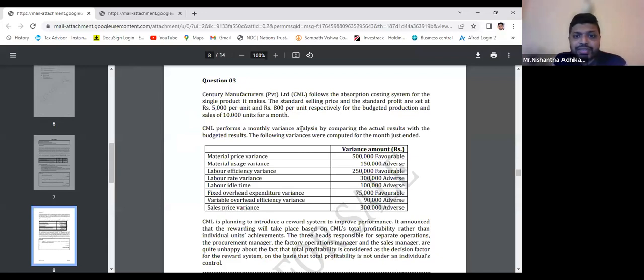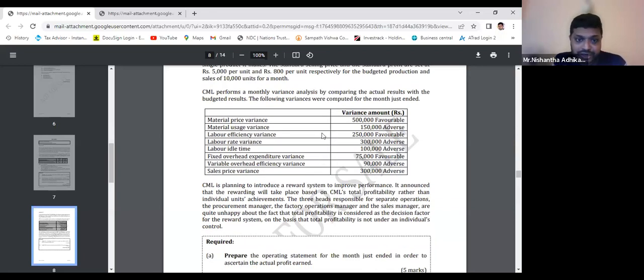CML performs a monthly variance analysis by comparing the actual result with the budgeted results. The following variances were computed for the month just ended. You can see. CML is planning to introduce a reward system to improve performance. It announced that the rewarding will take place based on CML's total profitability rather than individual achievements. It will be considered the overall profitability increase.